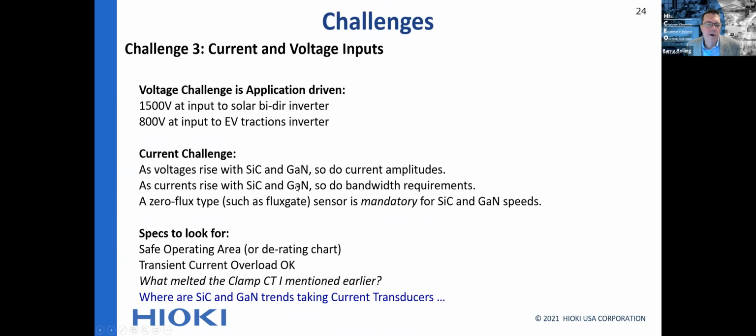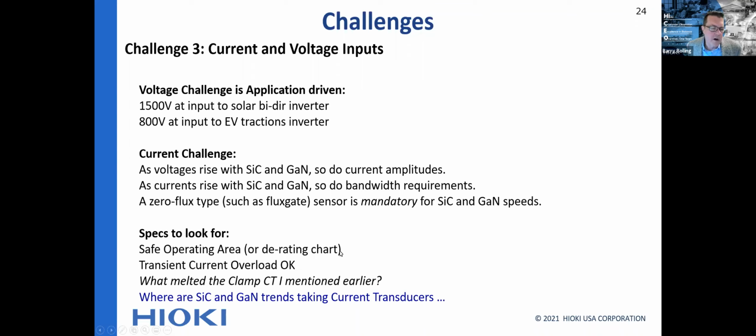And as the currents rise, so do the bandwidth requirements. Designers are pushing current and bandwidth at the same time. My next slide, I'll show you a chart application-wise, how that's happening. So in this arena, you're not going to be able to use the old Hall effect clamps. You're going to be pushed into using a flux gate clamp, which is another type of zero flux current transducer.